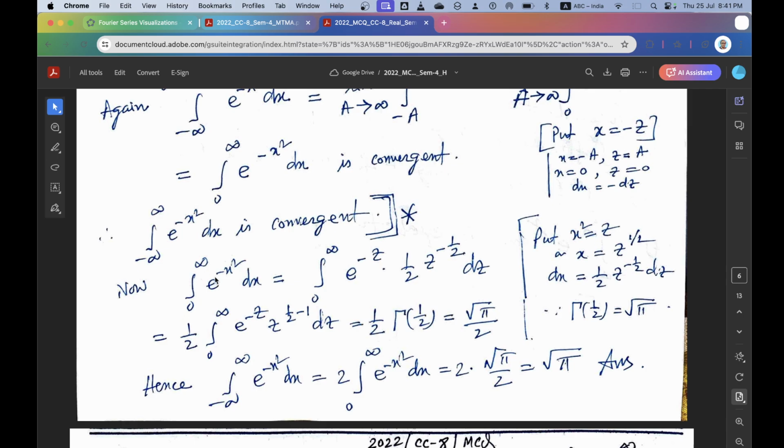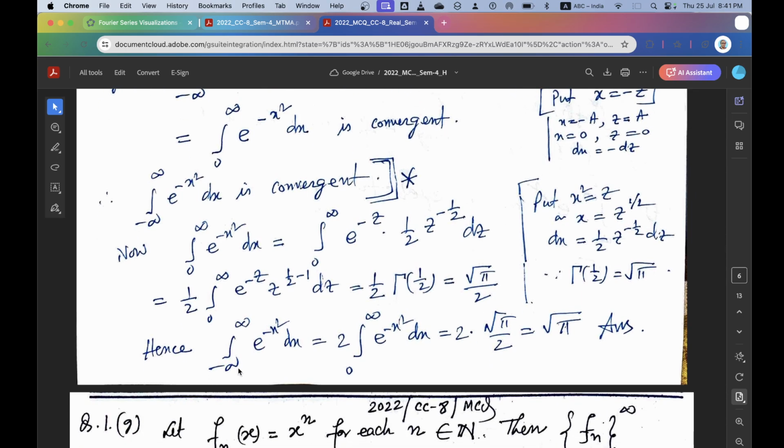Now the integral from 0 to infinity of e to the power minus x square dx equals the integral from 0 to infinity of e to the power minus z times half z to the power minus half dz. Put x square equal to z here, so x equal to z to the power half and dx equal to half z to the power minus half dz. So we can write half times the integral from 0 to infinity of e to the power minus z times z to the power half minus 1 dz. This is equal to half gamma half. This is the gamma function, and gamma half equals root pi. So we can put here root pi by 2.